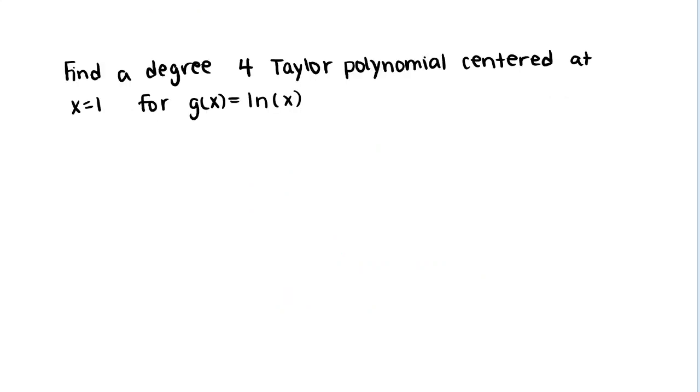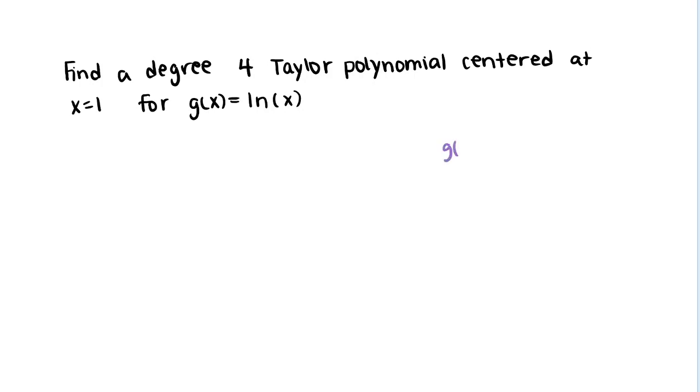So let's just do one last example. Let's find a degree 4 Taylor polynomial centered at x is equal to 1 for the function g of x is equal to ln of x. So we're going to need this Taylor polynomial to have the same y value and the same first 4 derivatives as this original function ln of x. And so let's find what these y values and these derivatives are.